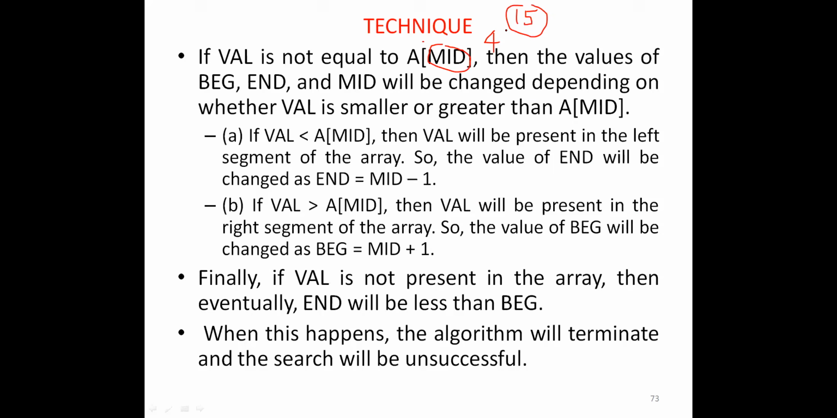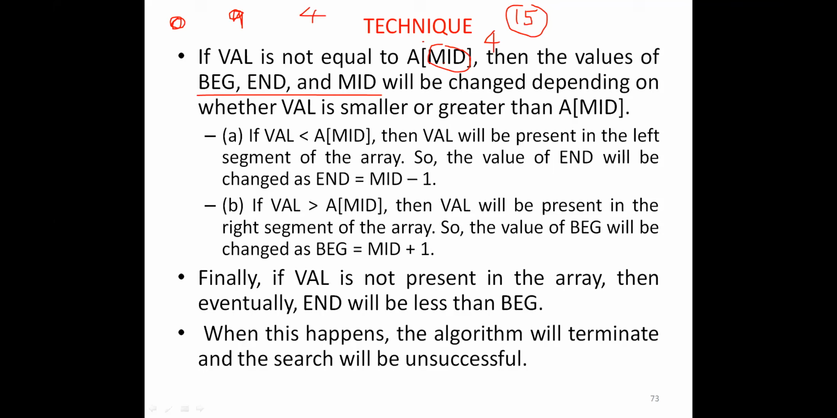If it is not matching, then you have to traverse toward the left side or toward the right side of the array. Then the values of the beginning, end and middle will be changed. Initially, the beginning value is 0, nothing but the low index. End is the high index, 9. We have 10 elements, so the low index, the beginning, is 0, and the high index, the end, is 9 in our example. And middle is 4.